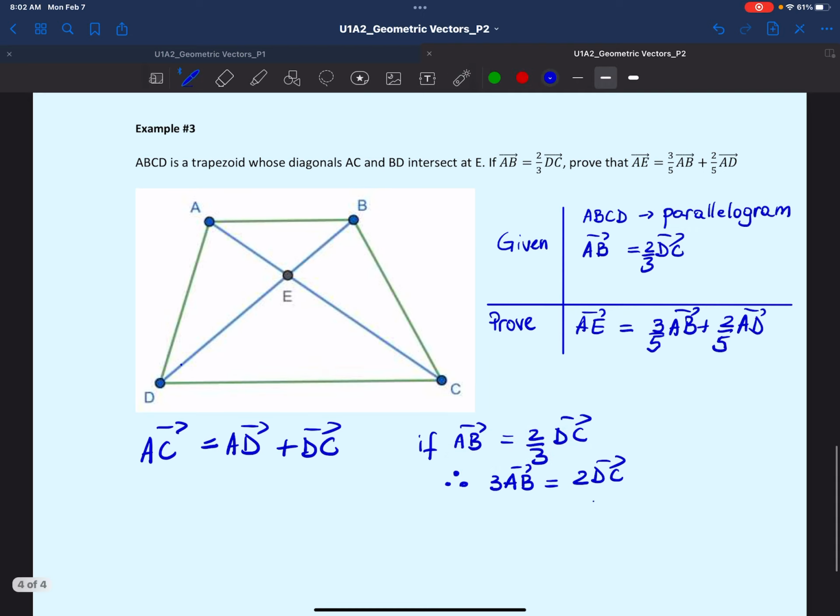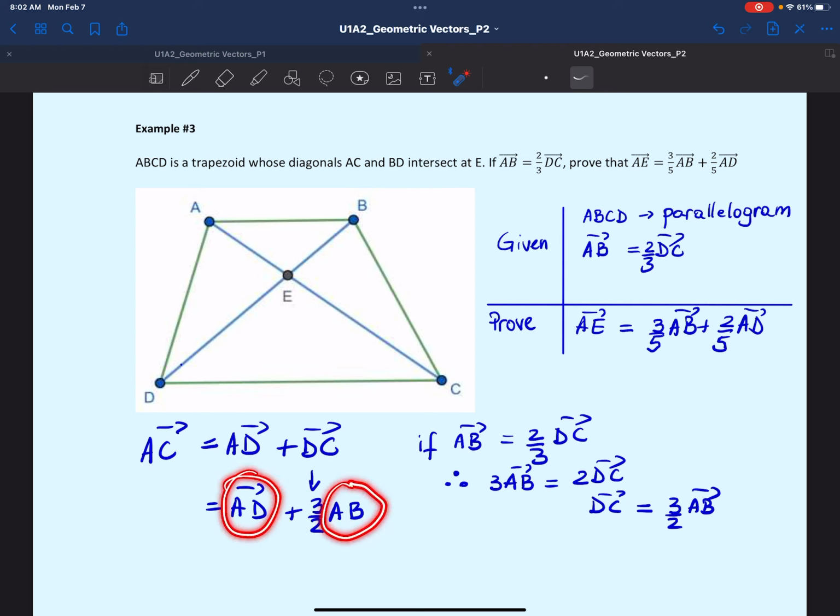This will allow us to express DC in terms of AB, and we want to bring AB into the statement. That's the reason why. So DC would be 3/2 AB. I'm happy with this, so I will substitute DC by 3/2 AB, and I'm going to leave AD where it is, because again, these are the vectors that I like to have in my statement: AB and AD. So I'm happy with my right side.